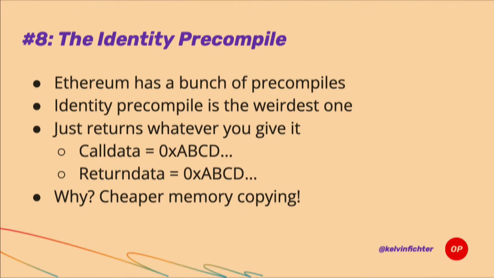All right, the identity precompile. Ethereum has a bunch of precompiles. They're pretty cool. The identity precompile is probably the weirdest one. It's located at 0x00000 blah, blah, blah, 4. And all it does is it returns whatever you give it. So if you give it some call data, it's going to return that call data to you, which sounds really useless and mostly is really useless.